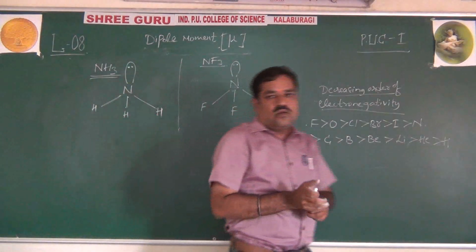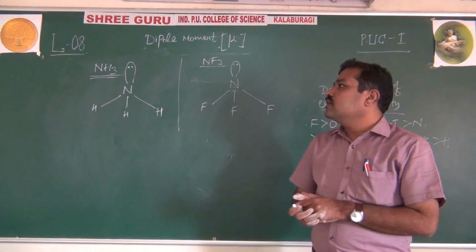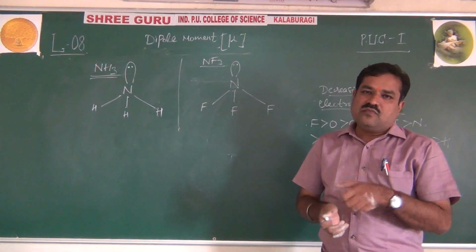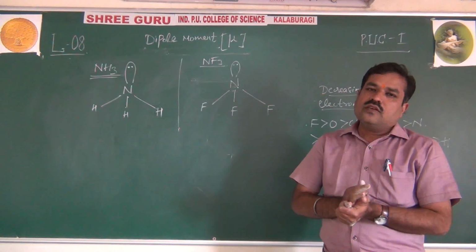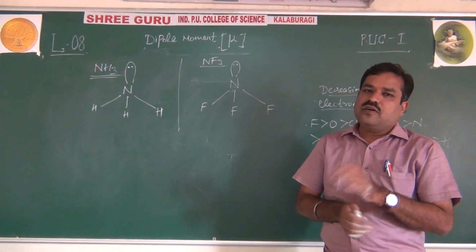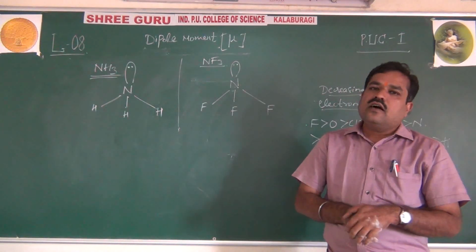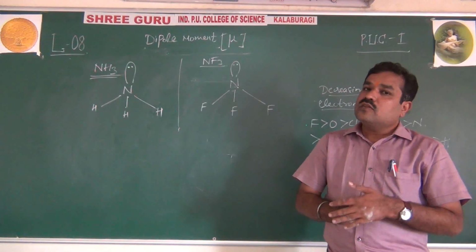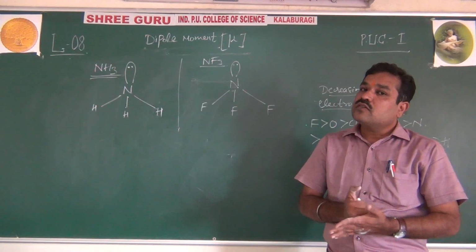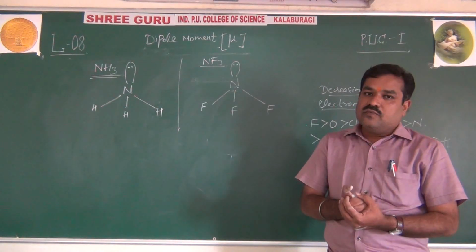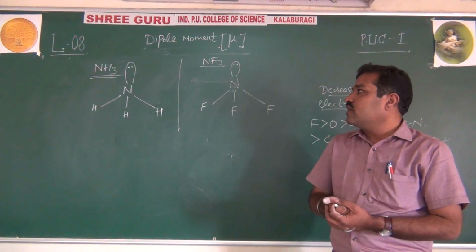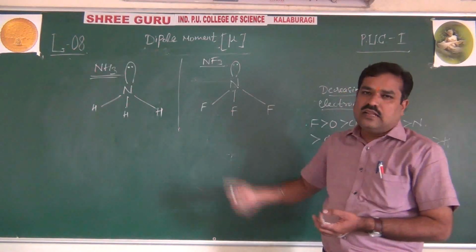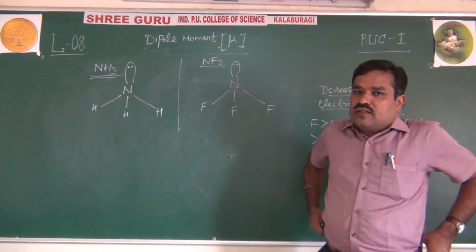Which is more, that is polar in nature. The higher the mu value, the more the polarity. Remember. Hydrogen fluoride has 1.96 D unit, whereas water has 1.84 D. But ammonia 1.49, and this will be less. Let us see one by one.